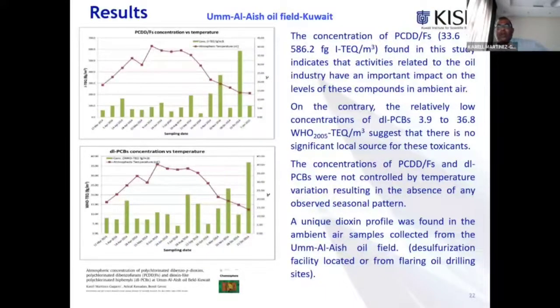So up to 36.8 femtograms TEQ per cubic meter, which suggests that there is no local source of these in the oil fields. The concentrations of dioxins and dioxin-like PCBs were not controlled by temperature variation, resulting in the absence of any observed seasonal pattern. A unique dioxin profile was found in ambient air collected from this oil field, and we have to investigate further to check if this profile belongs to the desulfurization facility or comes from flaring or oil drilling. But as you know, it's not easy to go inside these oil fields.